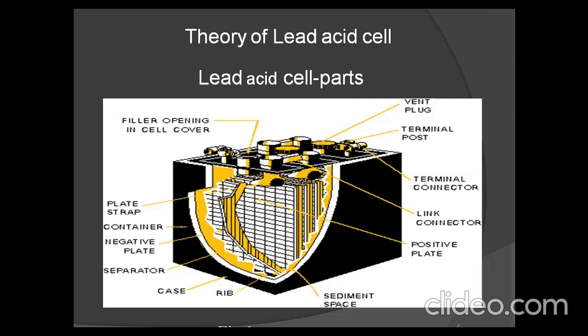Coming to the construction of the lead acid battery, the various parts of the lead acid battery are shown in this figure. The container and the plates are the main parts of the lead acid battery. The container stores chemical energy, which is converted into electrical energy with the help of plates.